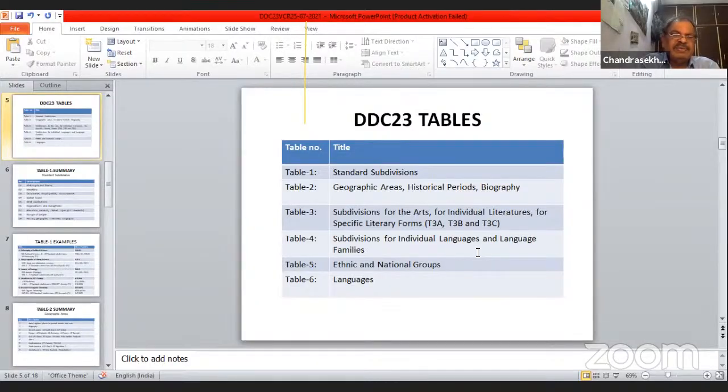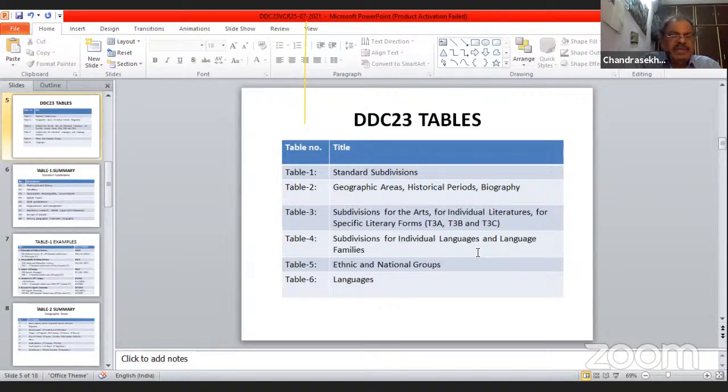Then subdivisions for individual languages. I told you today, what are the language aspects? Pronunciation, spelling, words, phrases, figures of speech, then dictionaries, then readers, like that. All these linguistic aspects are covered in the subdivisions of individual languages and language families under table 4. Those things are combined and shown there.